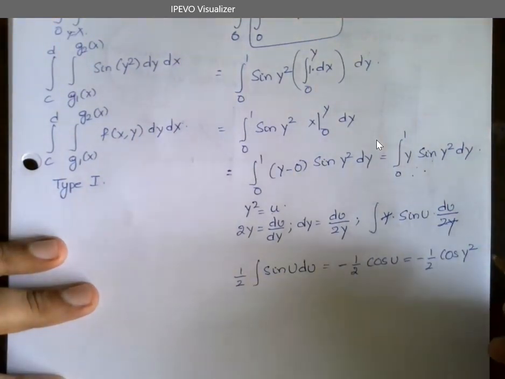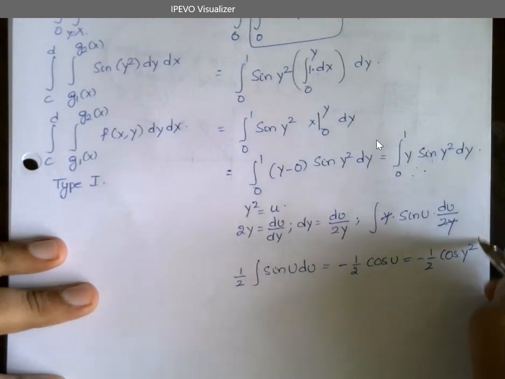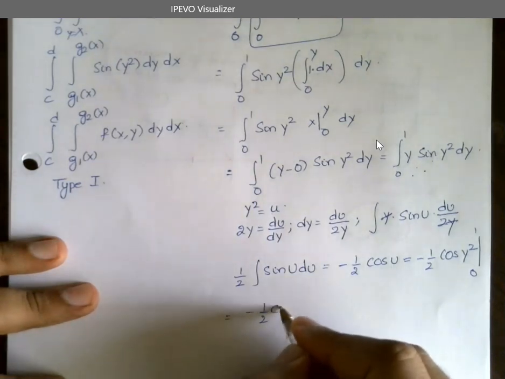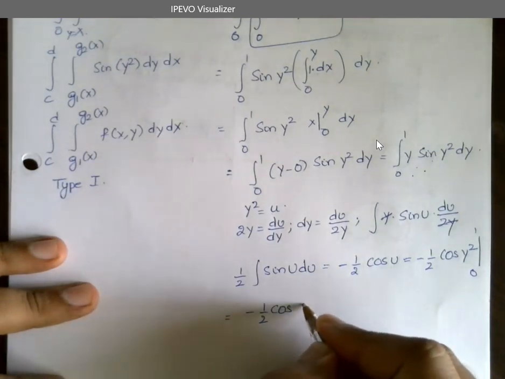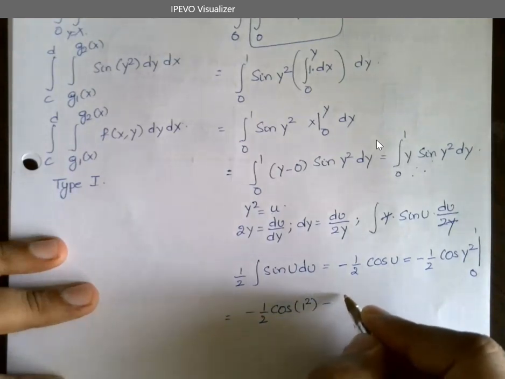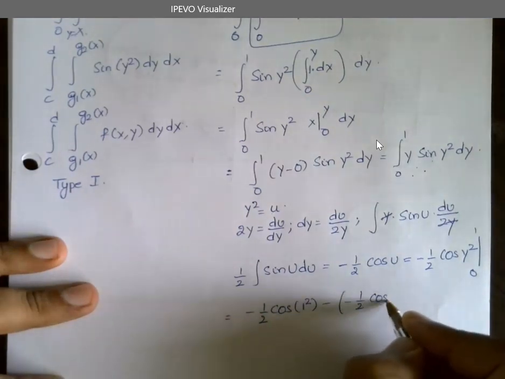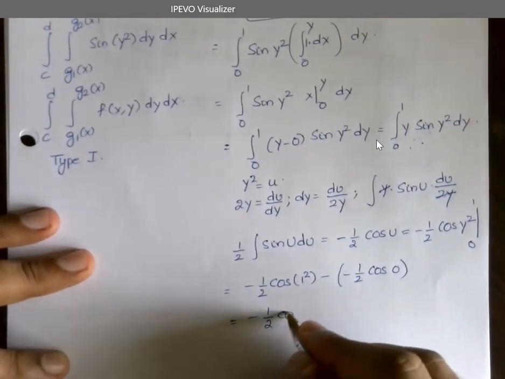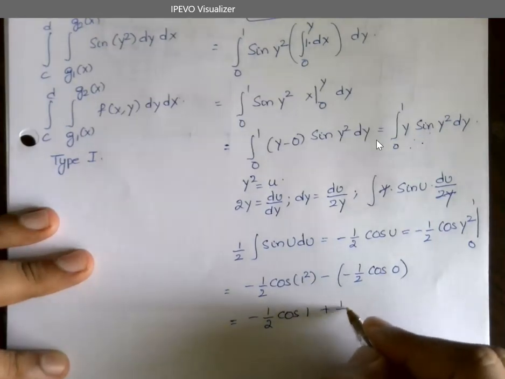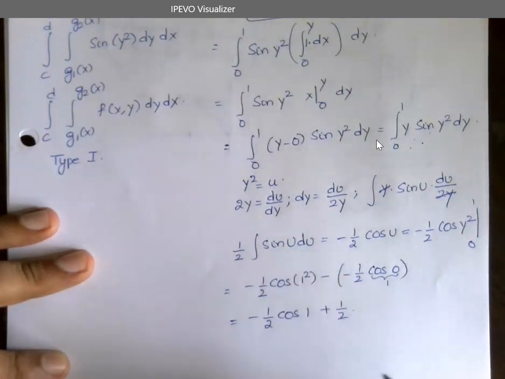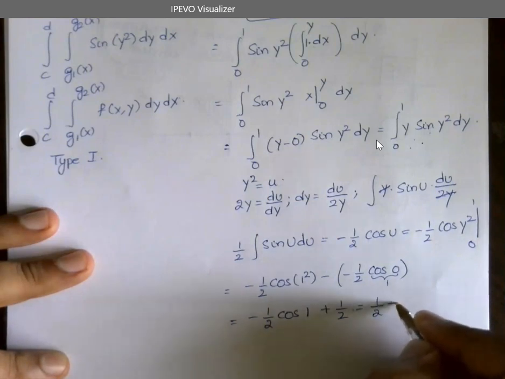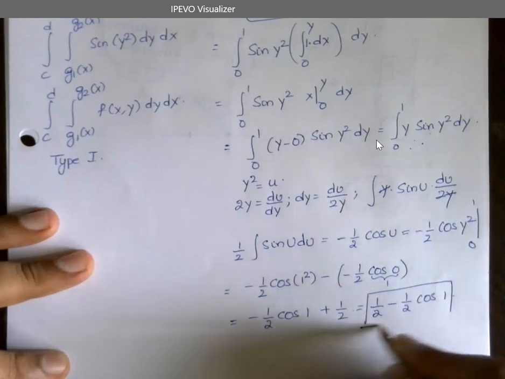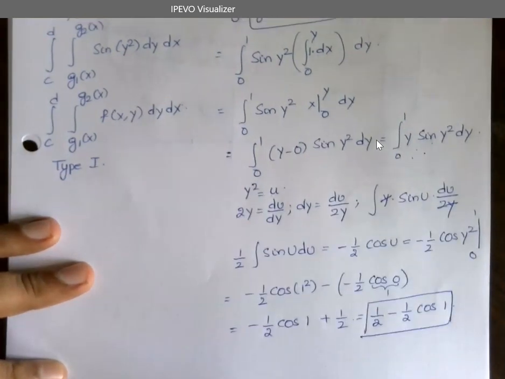And now you substitute the limits of integration, which are 0 to 1. So that gives you negative 1/2 cosine 1 squared minus negative 1/2 cosine of 0, right? So that's going to give you negative 1/2 cosine of 1 plus 1/2, since cosine 0 is 1 here. So you get 1/2 minus 1/2 cosine of 1, right? This is what you get. So the integration is that.